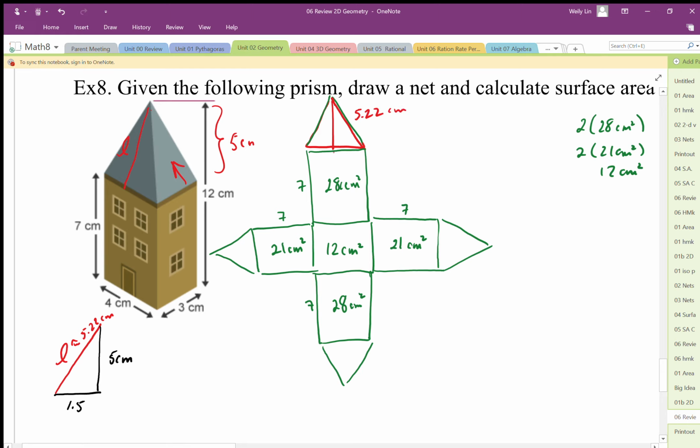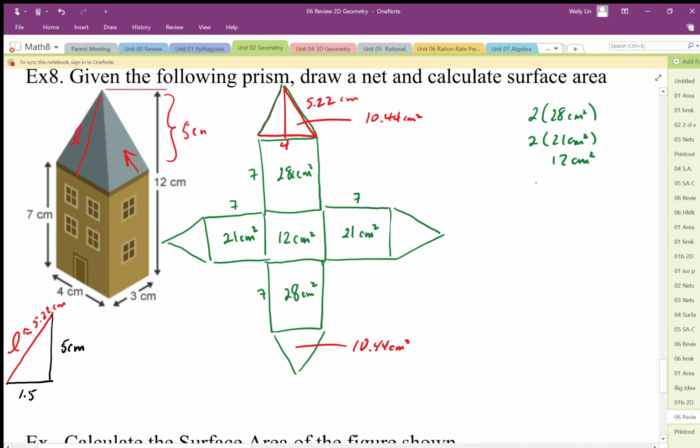Okay, it's going to be 4 centimeters of width. So the area here works out to be 10.44 centimeters squared. Okay, so I know that that's going to be matching 10.44 centimeters squared. So I'm just going to write that in. So 2 times 10.44 centimeters squared. Okay, so that gives me those 2 triangles.